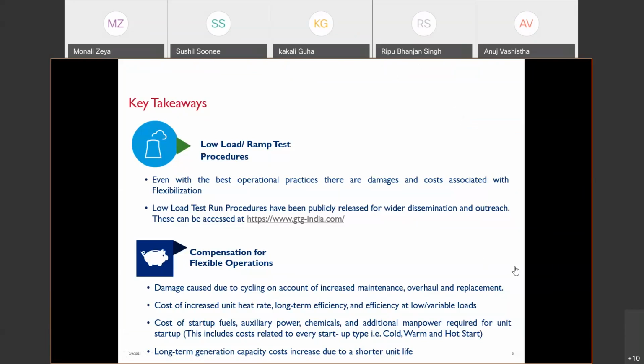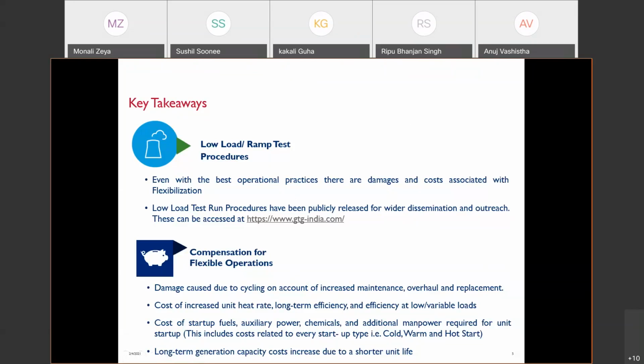So this also helped us to carve out the low load test run procedures. This has been publicly released for wider dissemination. You can easily download it from the link that has been provided on this slide. The next important aspect, which I think Suni sir also mentioned, is that it is not only technical. It is regulatory also. It is commercial also.